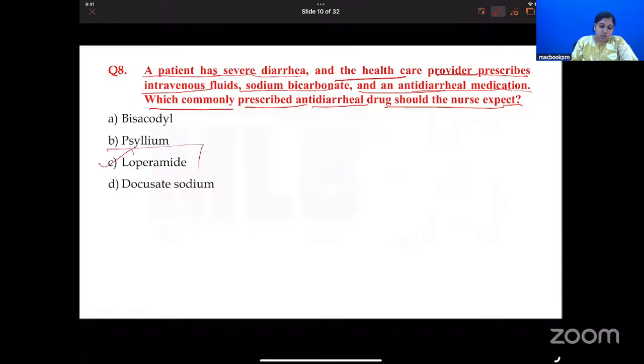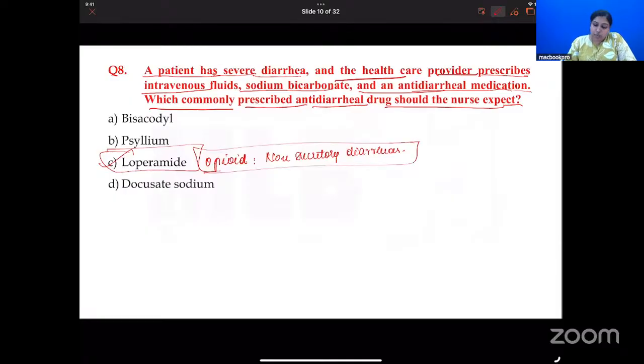Very good. Loperamide is the correct answer. Loperamide is an opioid drug which is administered for non-secretory diarrheas. The most important thing you people have to remember is that this is the primary drug of choice if the patient has non-secretory diarrhea, and it is an important drug of choice in the management of your irritable bowel syndrome.